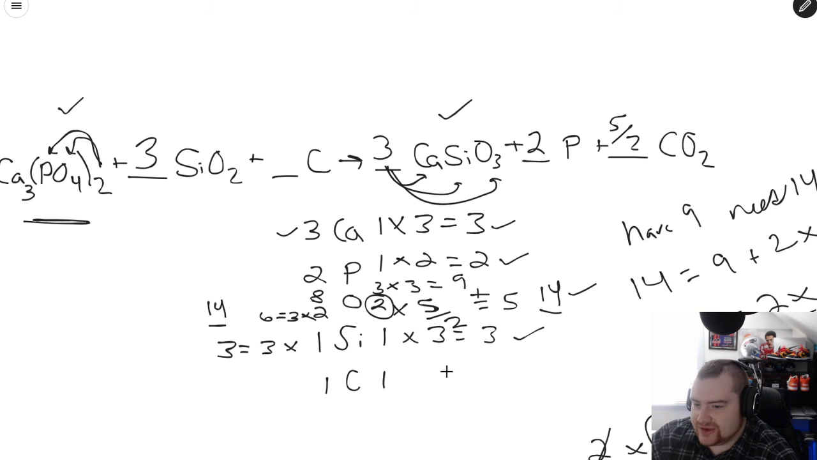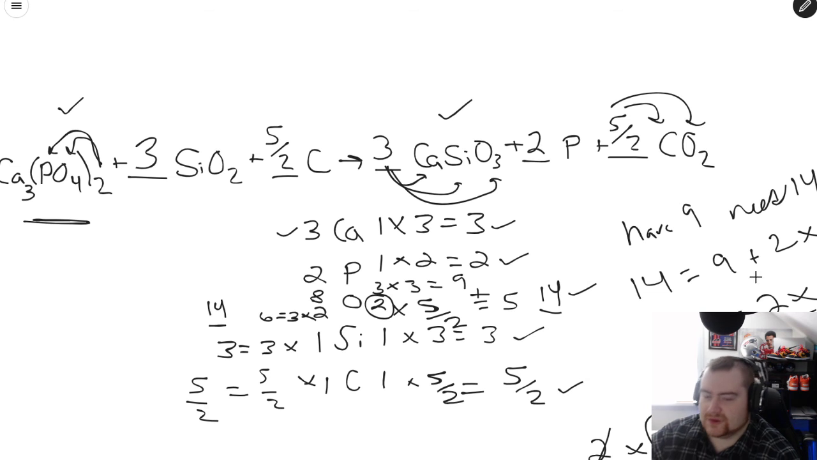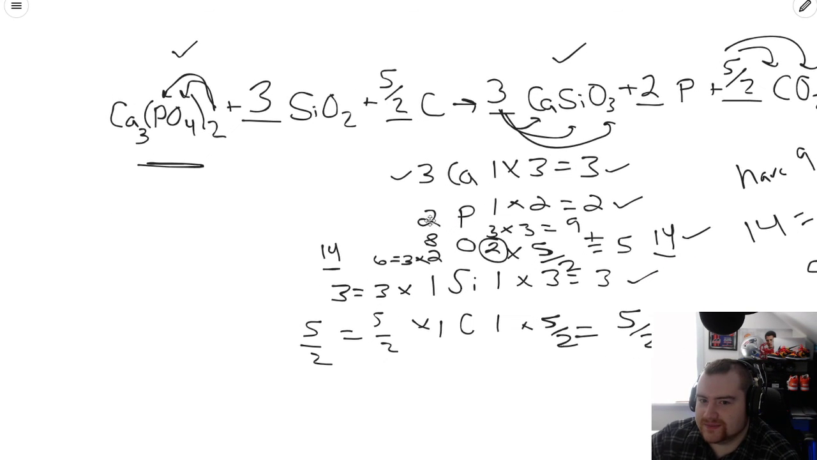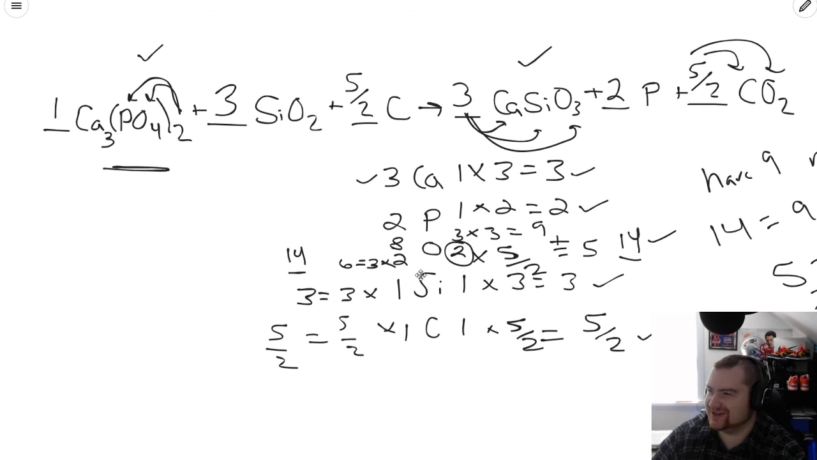Now, on the right side, we now have 5 halves carbon, because this goes here to the carbon and there to the oxygen. So what do I have to do to the carbon on the left? I also have to do 5 halves. Okay, now we are balanced. So let's go back to see the whole thing. There we are. Oh, not quite on the screen. Okay, we're done on the screen.